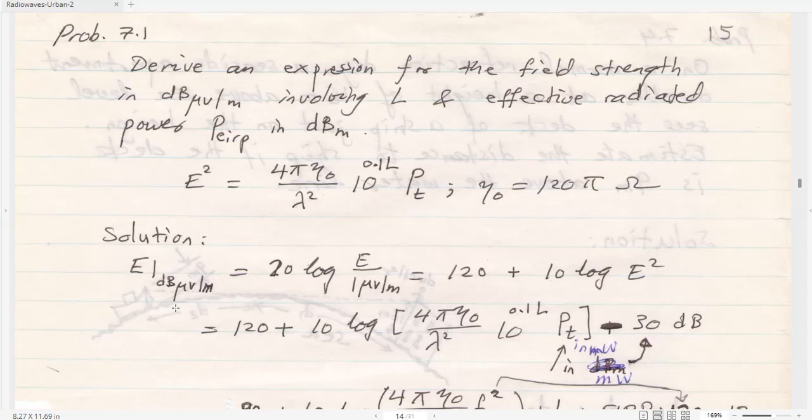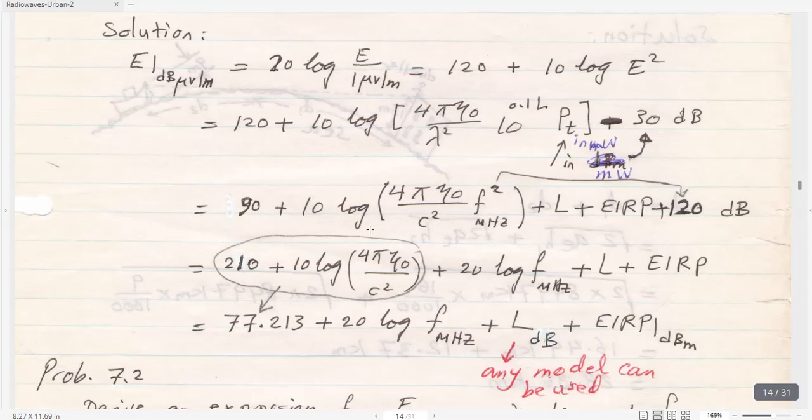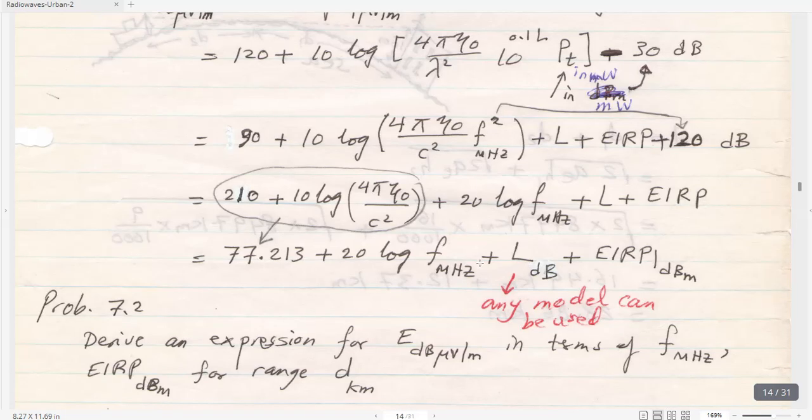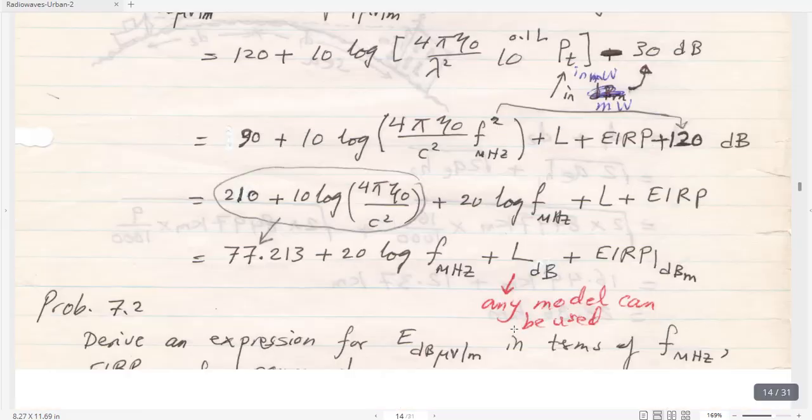We take the log of both sides, and we write E in dB microvolt per meter, and we will obtain this equation: 77.13 plus 20 log F in megahertz plus LdB. So we should always subtract L. If there is a minus sign here, we subtract the absolute value of L. If it is a positive sign, we also put the negative value of L. So always when we want to find the electric field, we subtract the absolute value of the loss.